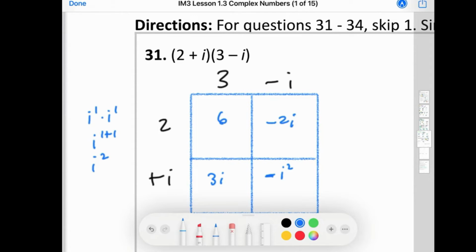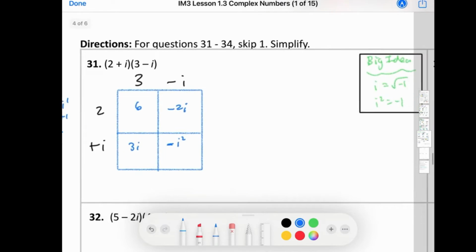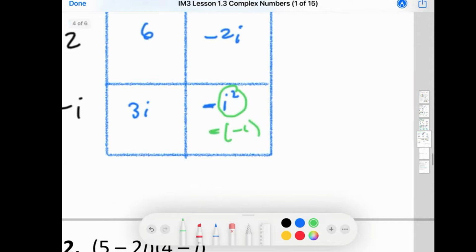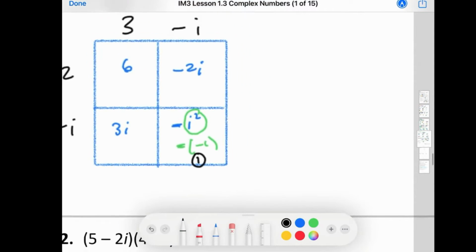And yeah. Okay, let's use that big idea over here. i squared is equal to what number? Negative 1. And don't forget you already had that negative on the outside, so that just becomes positive 1.